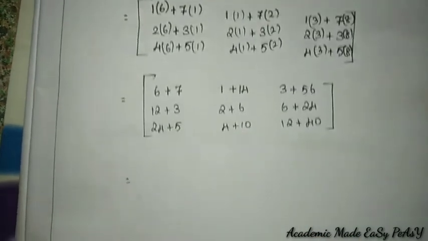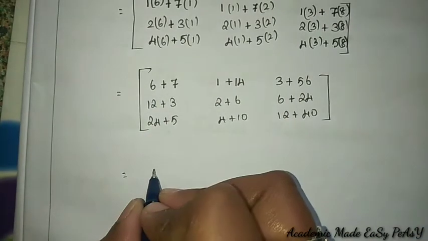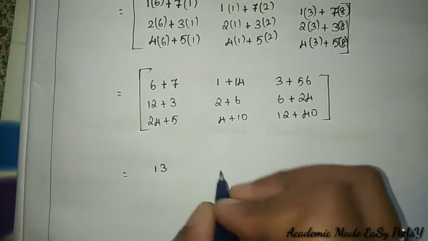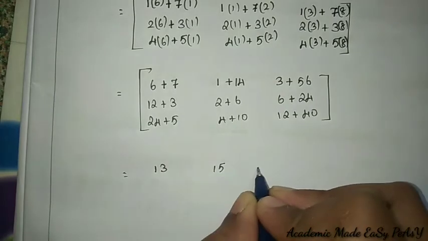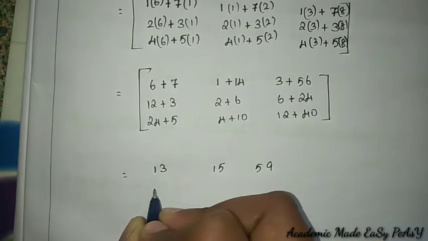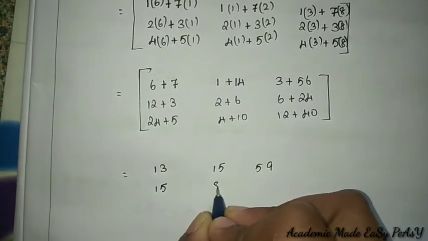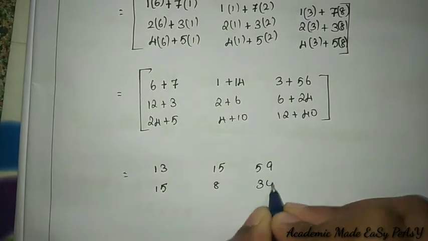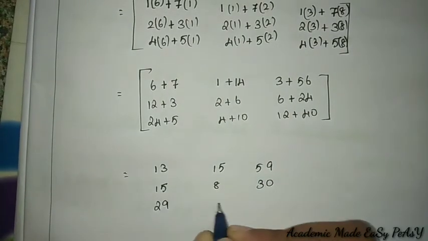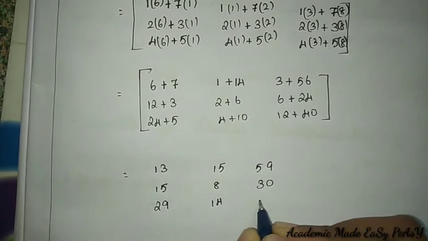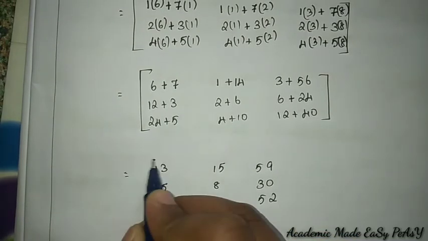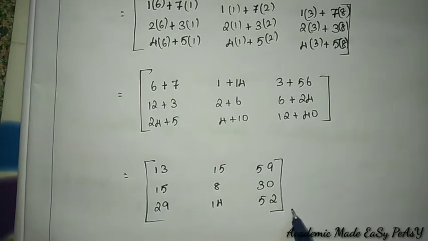So after adding I will get here 13, 15, 59, 15, 8, 30, 29, 14 and 52. So this is my required 3 by 3 matrix.